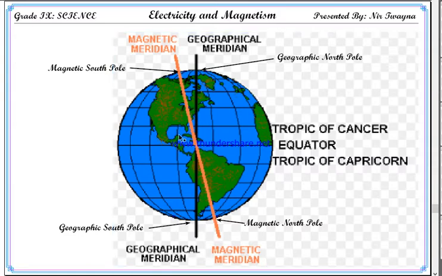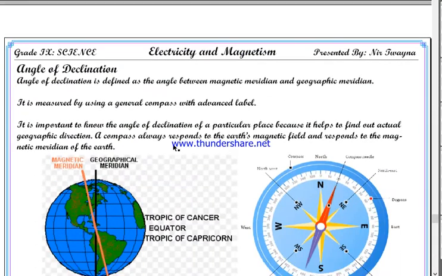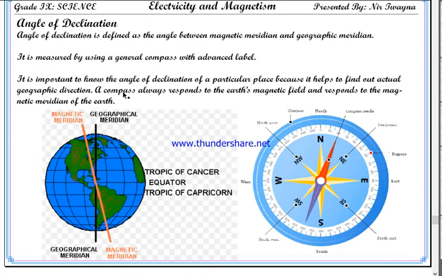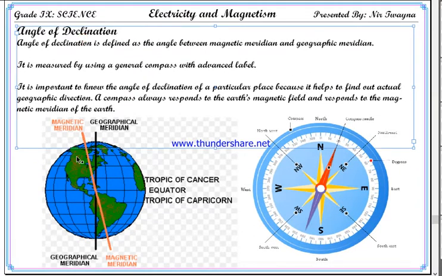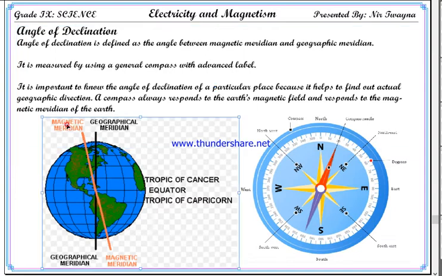Okay, and this angle is known as the angle of declination. The angle of declination is defined as the angle between the magnetic meridian and the geographic meridian. The angle made by the magnetic meridian and geographic meridian is called the angle of declination.